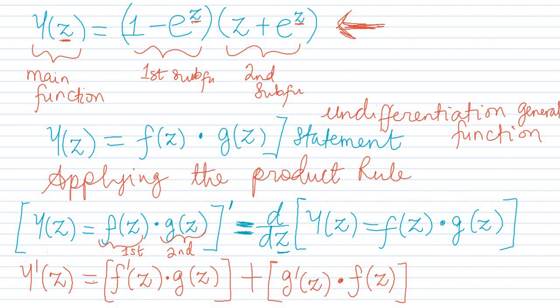So I said y of z. First of all, I wrote the question down. We know we're going to apply the product rule, so we did that first. We changed the variable for it to fit what it's supposed to look like. Then we wrote out the product rule statement, what it's supposed to look like.